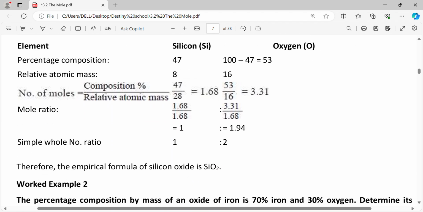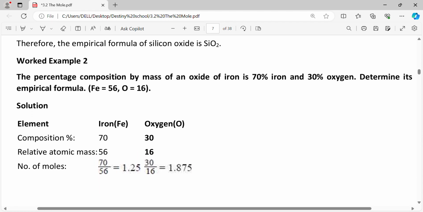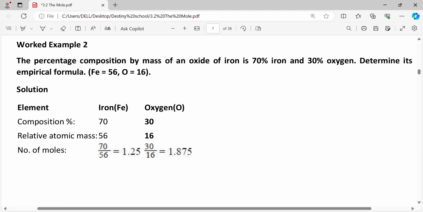Let's now see an example of empirical formula. I want to give you a certain example here. Yes, we can do this example 2 here. So let's do this example. So how do you basically calculate empirical formula in exam? So this is how you go about it.